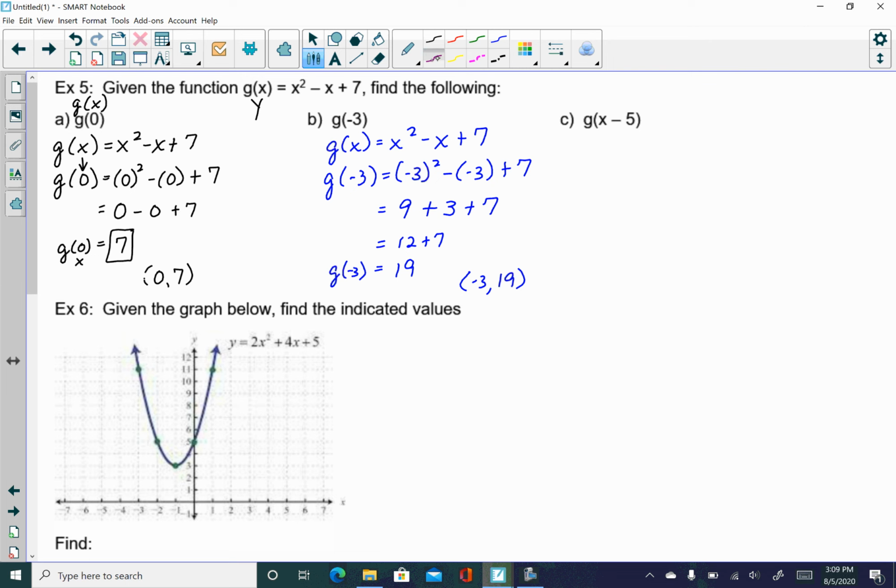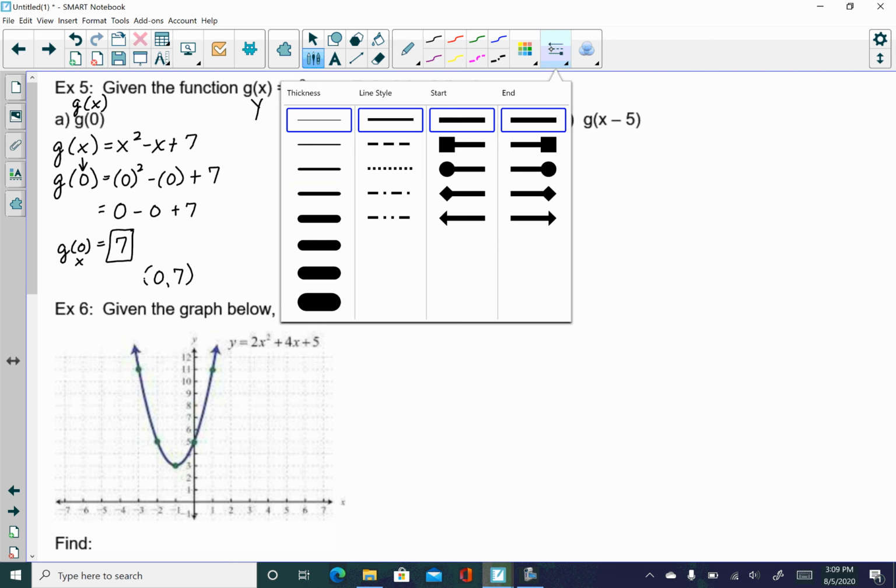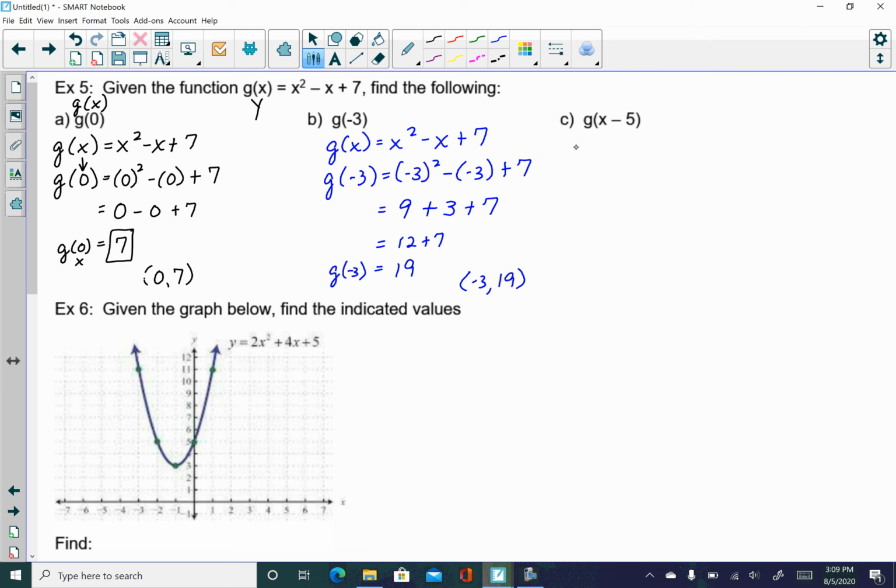All right, then lastly, let's step it up a notch, and let's look at g of x minus 5. So again, I'm going to write our problem, g of x. This one says everywhere we see an x, we're going to be plugging in x minus 5. So this is going to have a little bit more work associated with it. I'm going to have (x minus 5) squared minus parentheses x minus 5, plus 7. You'll see here it's super important that you use these parentheses.